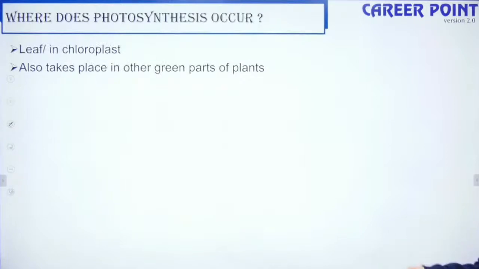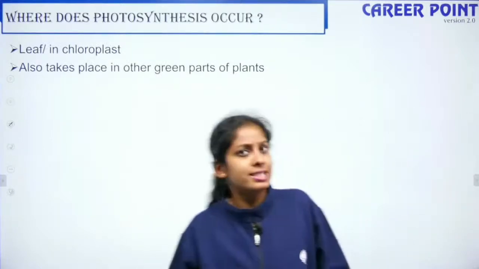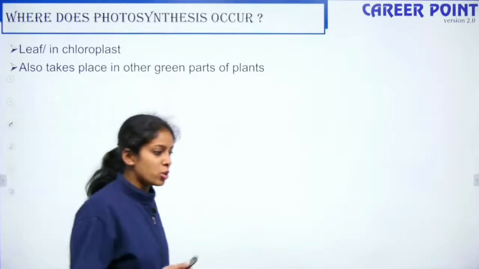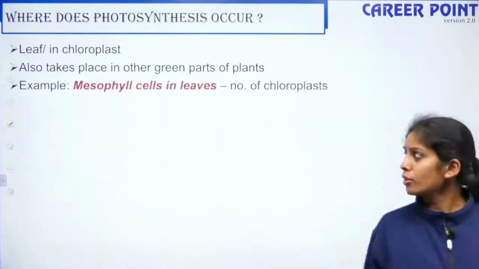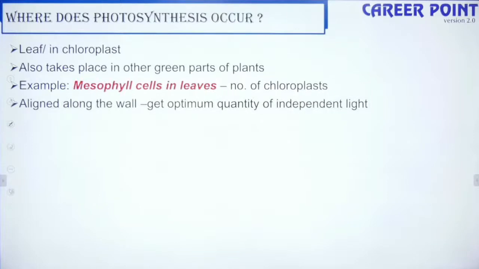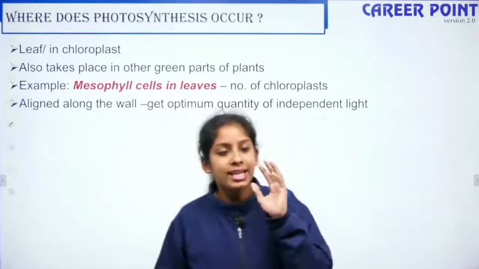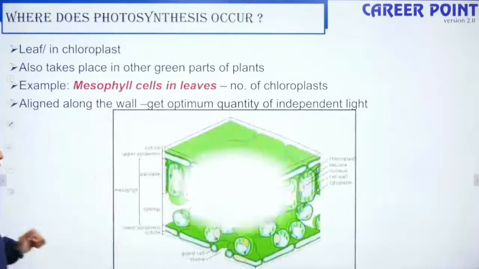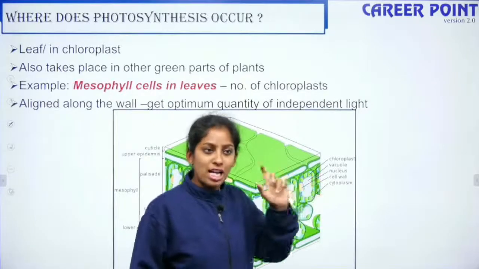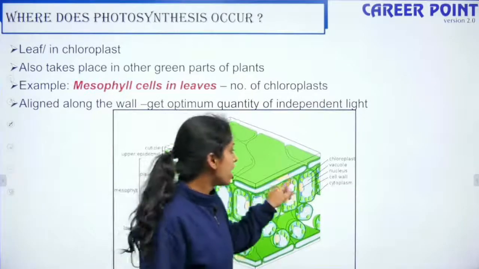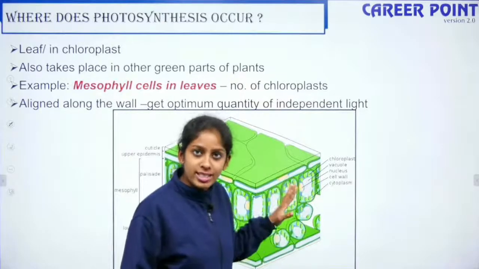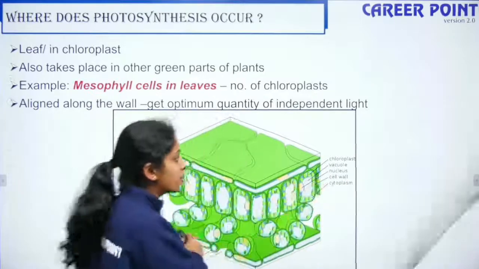In the leaf and in the chloroplast, but it does take place in the non-green parts of the plant as well, so not necessarily only in the green part of the plant. Example, the mesophyll cells in leaves have a number of chloroplasts. The chloroplasts get aligned along the wall so that they can take up maximum sunlight falling on them. If you look into the structure, you can see these green ball-like or solid square-like structures. They are the chloroplasts. If you see, they are aligned towards the walls and not towards the center, so that they can trap the maximum amount of light.